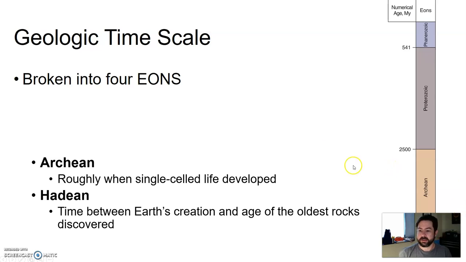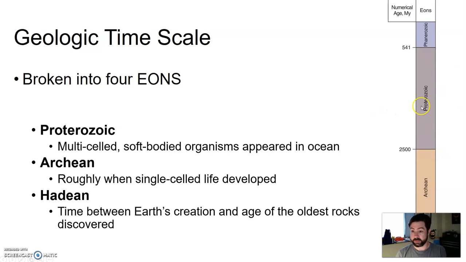The Archean was defined as the time when single-cell life developed. So very early single-celled life, just kind of swimming around the ocean, single-celled little organisms and bacteria existed. That was it. Archean, archaic, old.